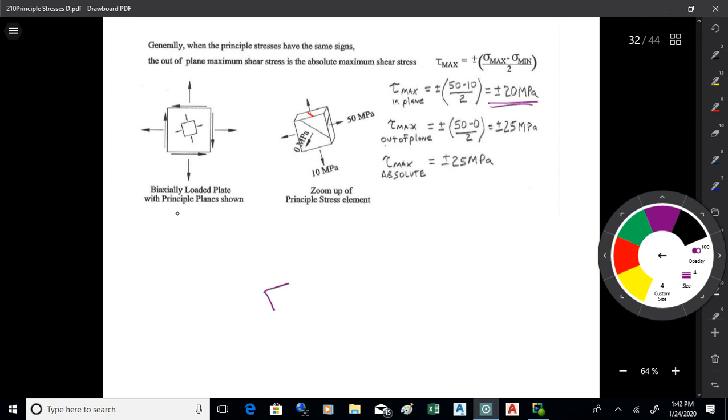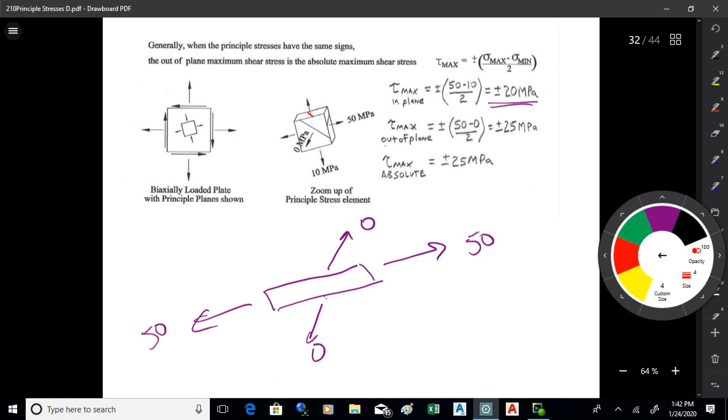But the out of plane shear stress, again, on that edge up there, I've got 50 pulling that way, and I've got 0 in the Z. So that's, I don't know how to draw that, I guess. No, it's not that way. It's more like that. So that's 0, and that's 50. I have to consider this case also. And sure enough, this one will be 25. 50 minus 0 over 2, plus or minus 25. That one governs that time.